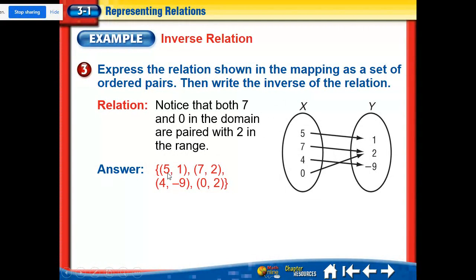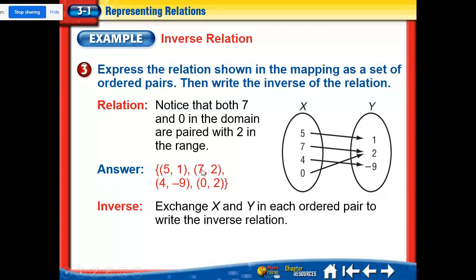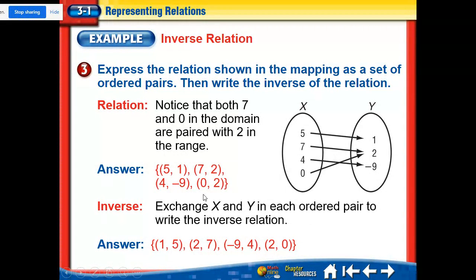Write the inverse of this. This is not the inverse. This is the relation. This is the actual relation the way it is. So the inverse, okay, here we go. Sorry. I thought they had messed up. The inverse is taking all of these numbers that we just got and flipping them around. Again, they don't put them in order. I don't know why they're not putting them in order. We really need to do that. So 5, 1 becomes 1, 5, 7, 2 becomes 2, 7, 4, -9, so on and so forth.